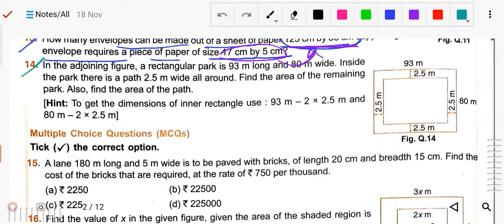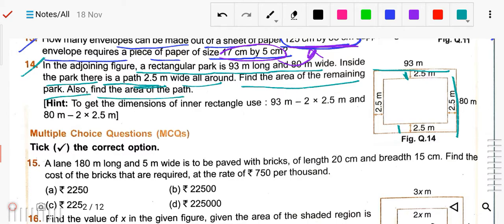Now question number 14. In the adjoining figure, the rectangular park is 93 meter long and 80 meter wide. Inside the park there is a path of 2.5 meter width all around. Find the area of the remaining park. Also find the area of the path. Okay, so let's do it.